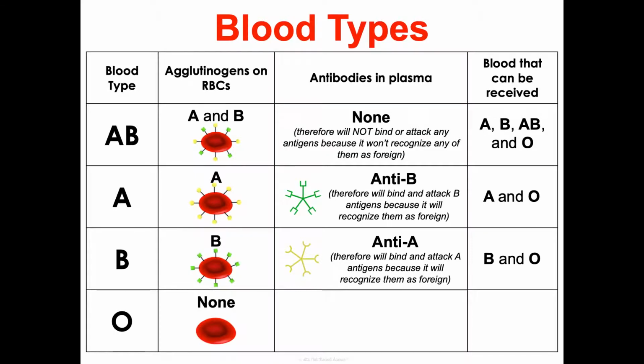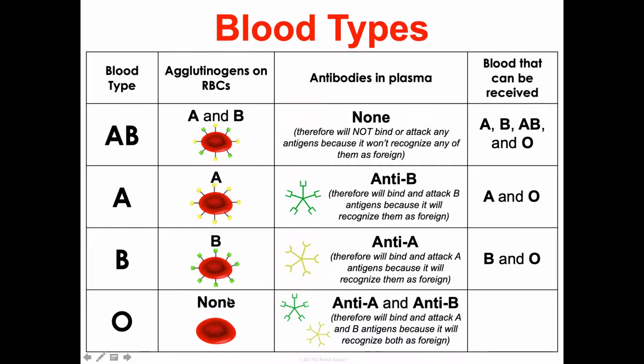And then last is blood type O. There are no markers on blood type O. So if you have blood type O, you make anti-A and anti-B antibodies. And because of this, you can't receive any of these blood types because you have the antibodies that would attack them. So you can only have blood type O.